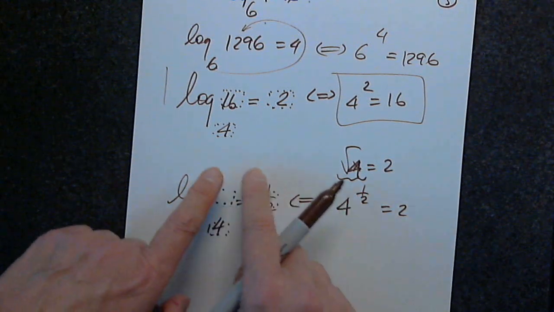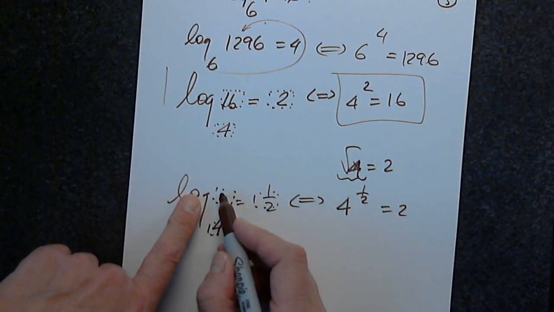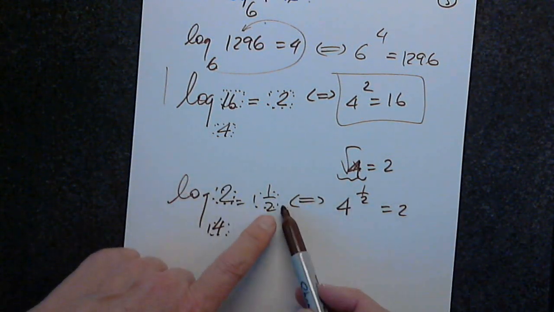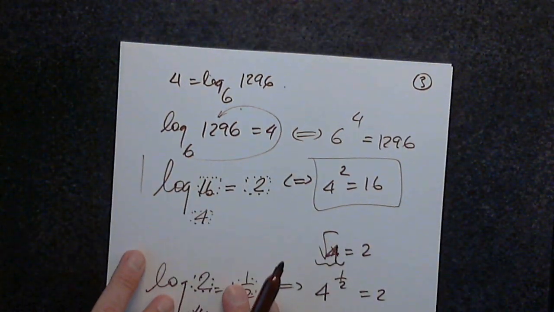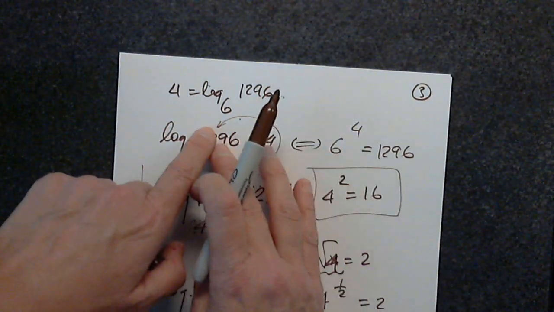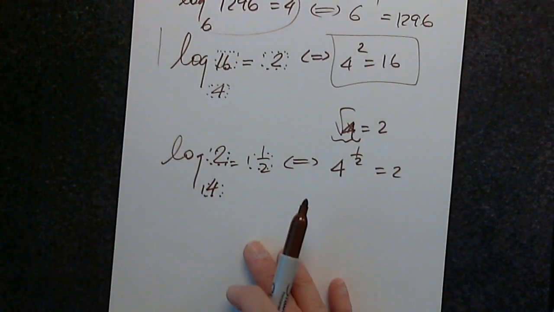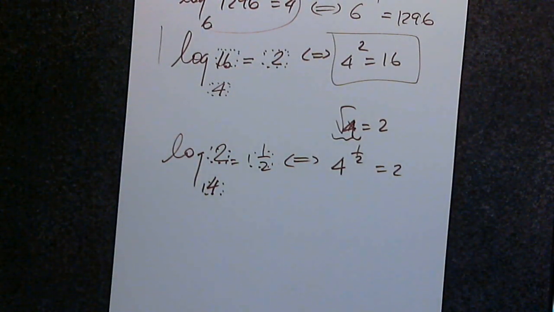One half. Do I get 2? 4 raised to 1/2 is 2. 4 raised to the second power is 16. 6 raised to the fourth is this. Okay? Better? Okay.